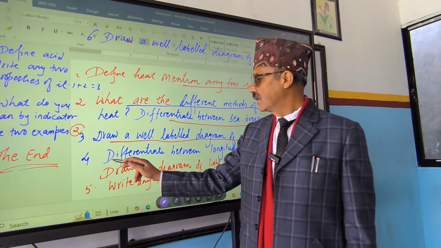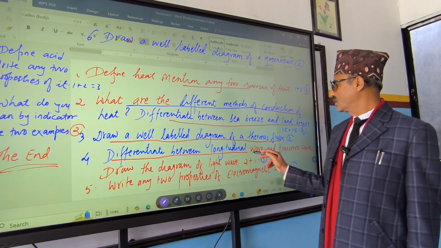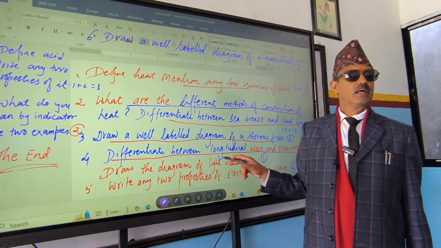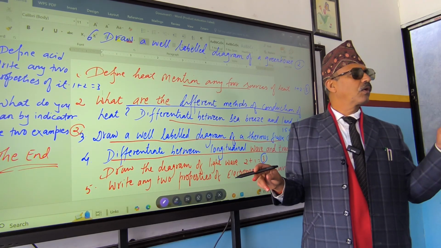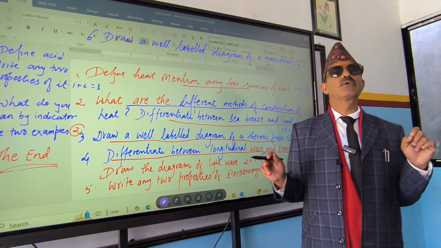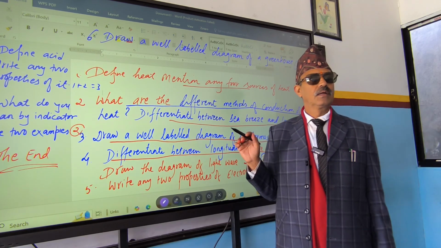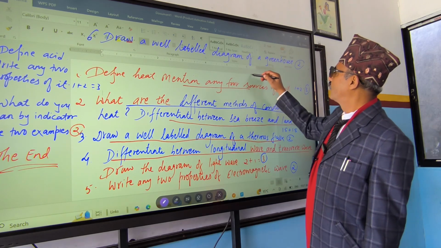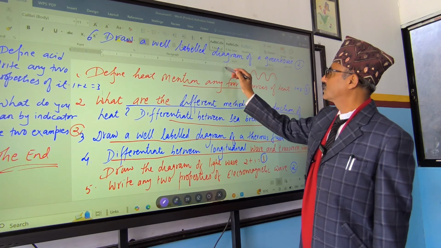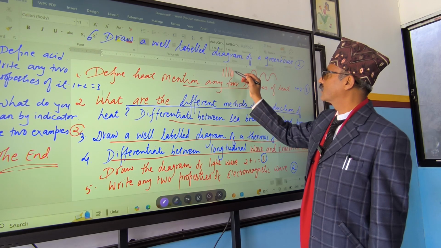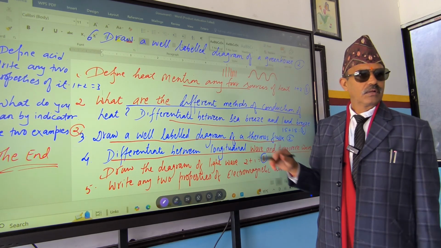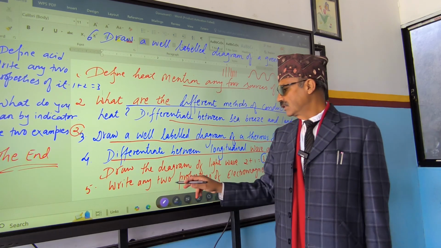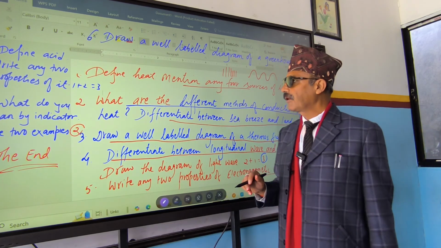Question number 4. Differentiate between longitudinal wave and transverse wave. Draw the diagram of light wave. So is light wave transverse or longitudinal? You find out and show it. Light wave is transverse wave, right? Remember? Write any 2 properties of electromagnetic wave.